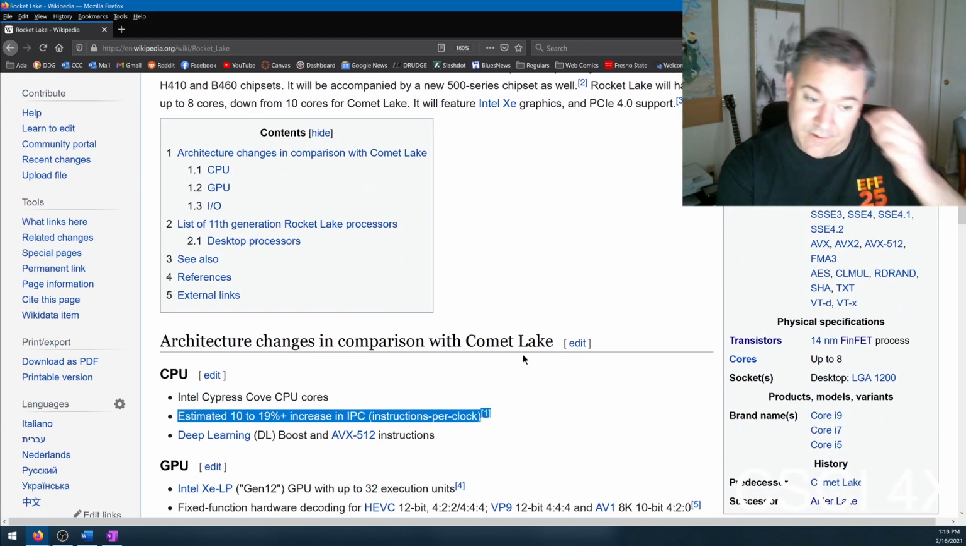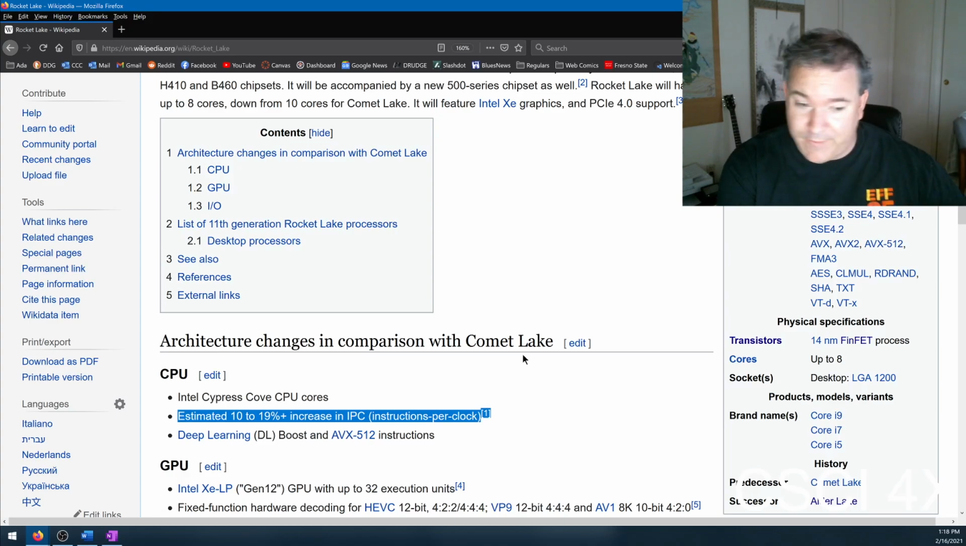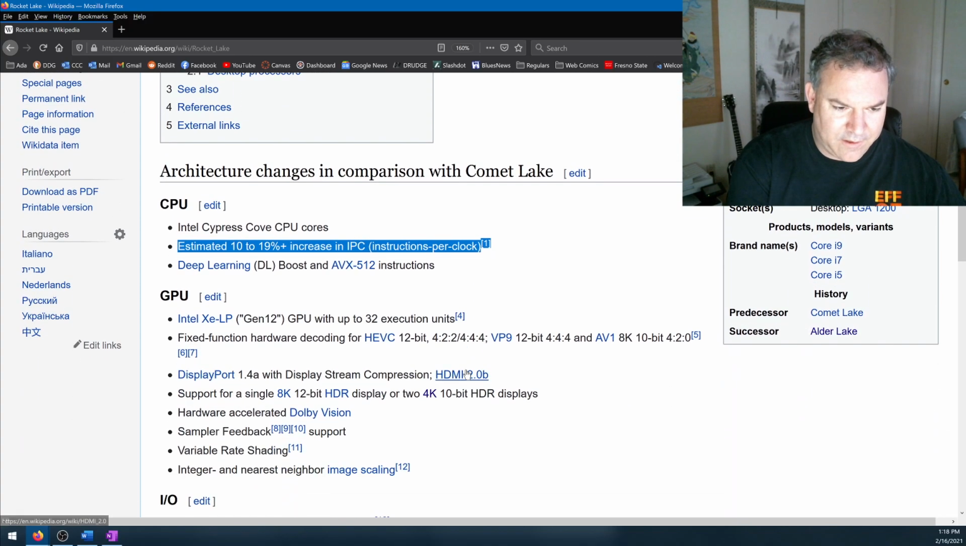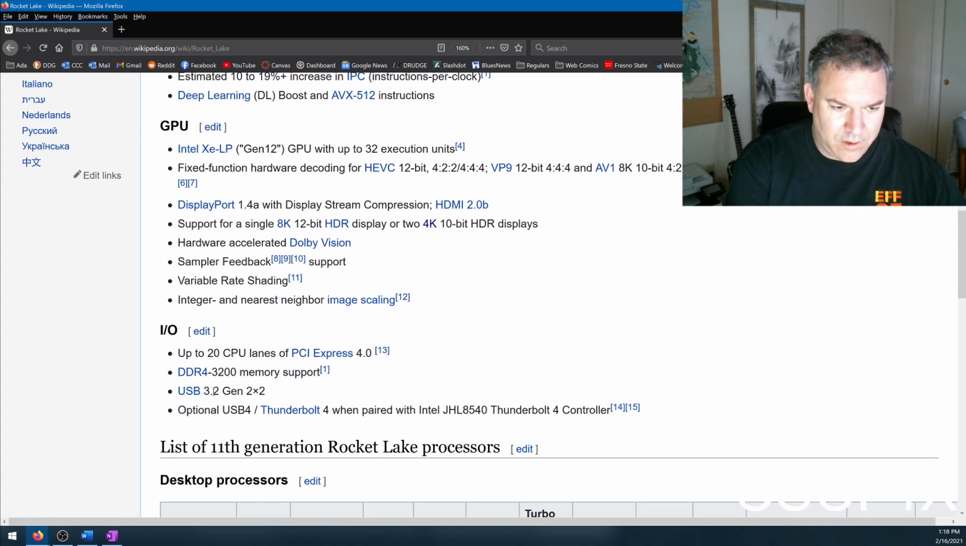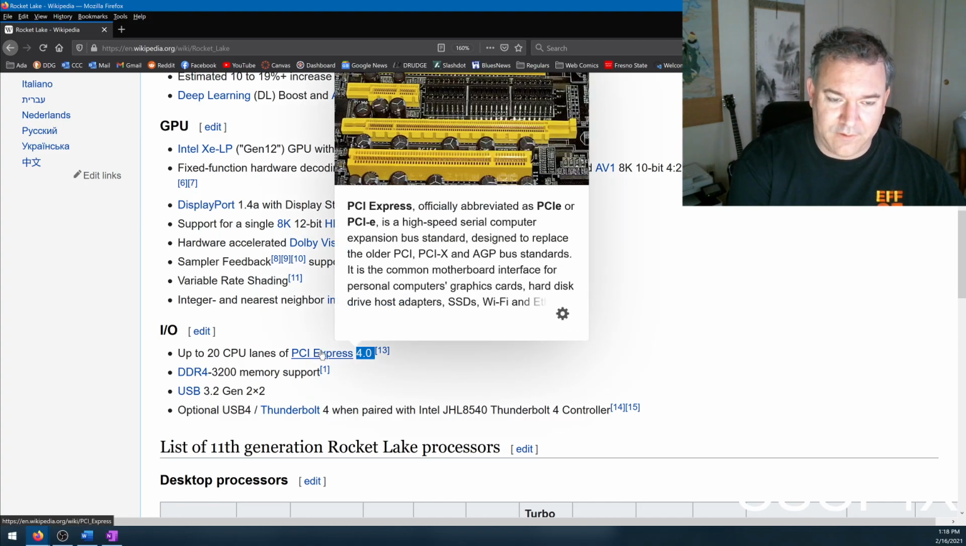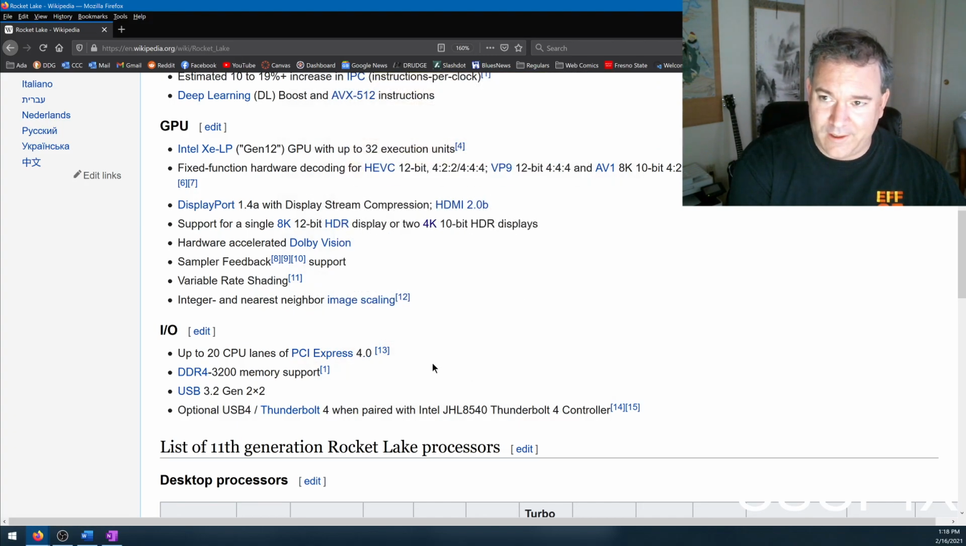That's the big reason to upgrade, I guess. And also, I think it's got USB 3.2, 20, it's not very good. PCI Express 4, right? So Intel's been sort of potatoing on PCI Express 4 support as well.